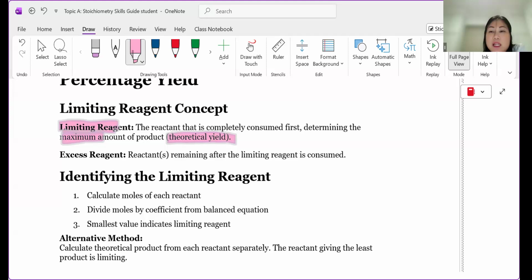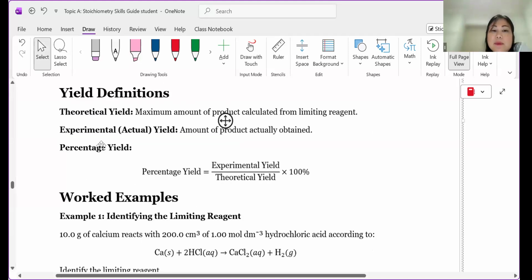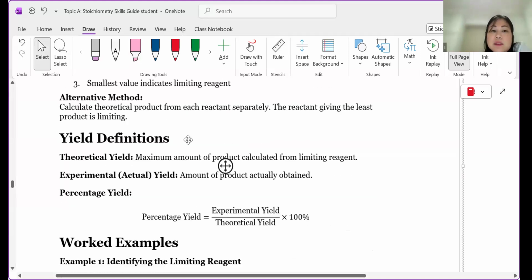If you have enough to meet that need, that most probably means that reactant is in excess. If you have more than enough to meet the need, then it's in excess. If you do not have enough to meet the need, that is the limiting reagent. Okay? So that's how we determine limiting reagent.